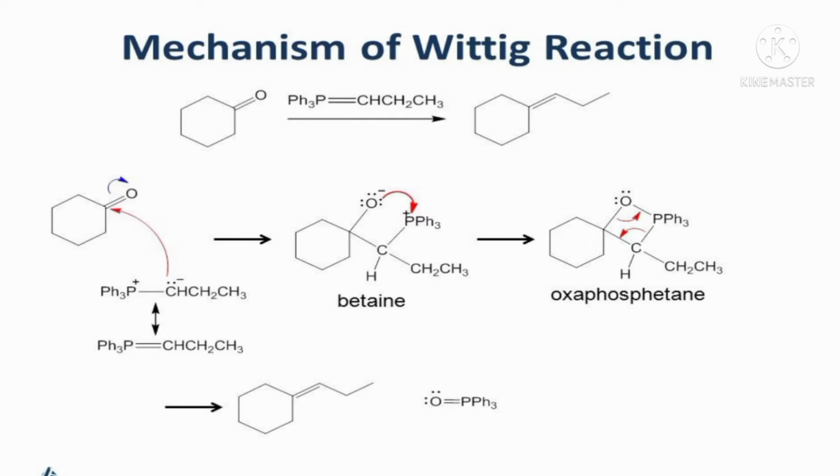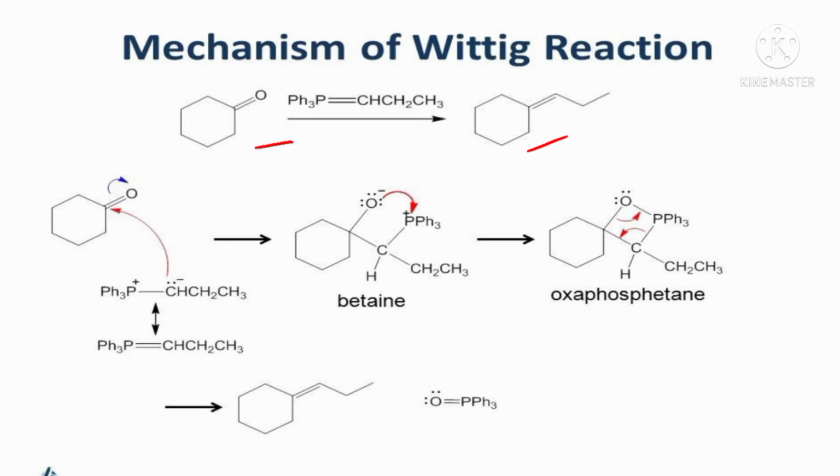Now see the mechanism of the Wittig reaction. In this mechanism, three steps are given. The first is the formation of betaine, the second is the formation of oxaphosphetane, and the third is the formation of alkenes. First see the reaction: cyclohexanone reacts with a phosphorane to form an alkene. Now see the mechanism in detail.